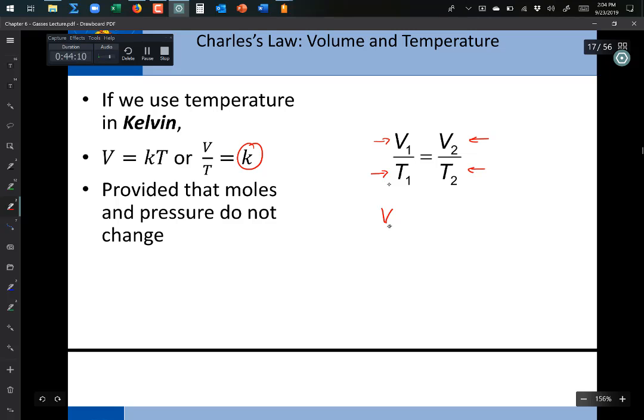We know that volume divided by temperature is a constant. So let's say I have one temperature and one particular volume. If I change the temperature, that volume and temperature will be equal to the same constant. Because of that, I can make these two things equal to each other, and that's what that equation is. What it allows me to do is predict what the volume will be under a different set of temperature conditions, or what the temperature will be at a different set of volume conditions.